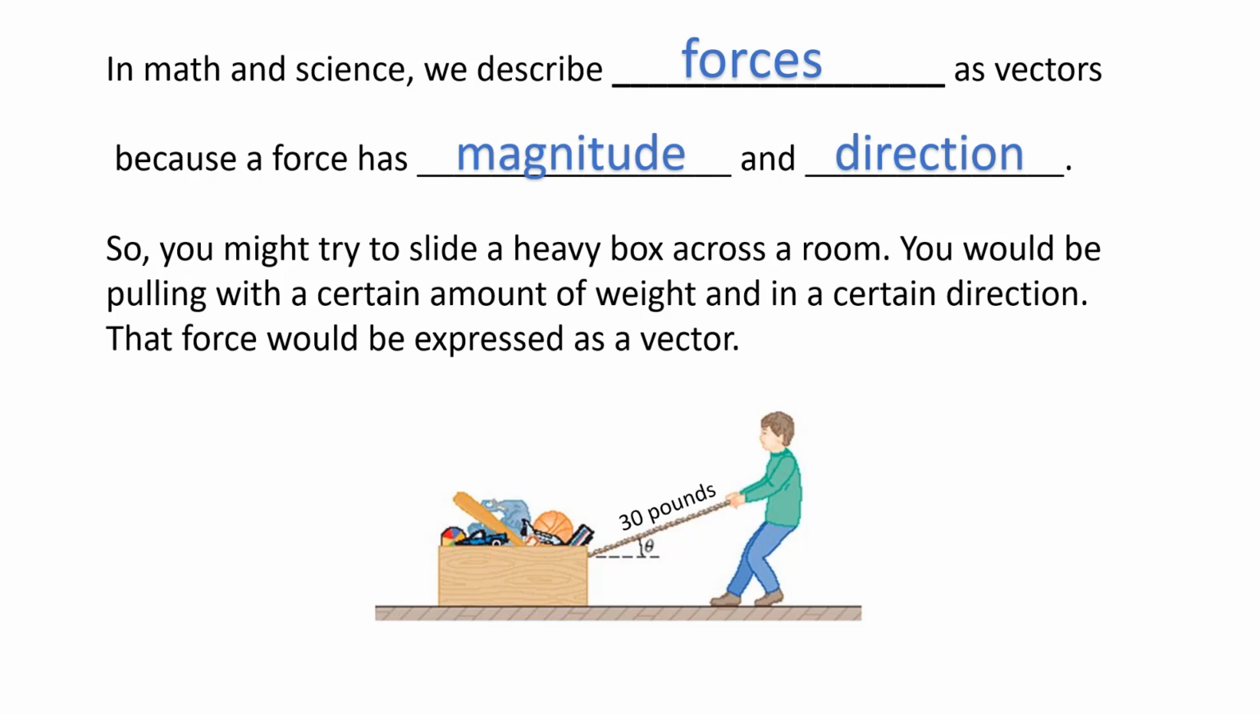So you might try to slide a heavy box across a room. You would be pulling with a certain amount of weight on that box, and that would be the magnitude of your vector, and in a certain direction. So this person in this picture is pulling up on the box a little bit at a certain angle. That's the direction of the force. And then they're pulling with a weight of 30 pounds. That is the magnitude of that force. So a force vector is a thing that tells you two pieces of information about the force and how it's affecting the object that you're applying it to.